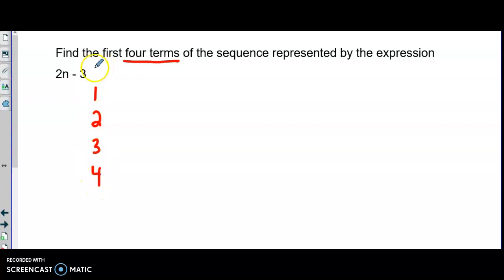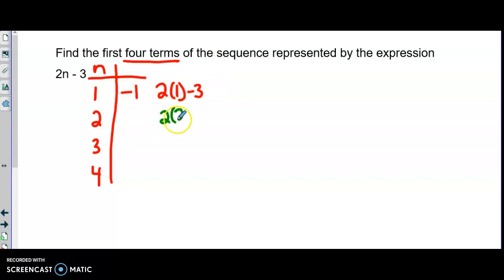And if you want to make this a t-table, you certainly can. We're plugging these in for n, and then we're seeing what we get. So if we plug a 1 in, we're going to say 2 times 1 minus 3. 2 minus 3 is negative 1. And then for the next one, we would plug in a 2. 2 times 2 minus 3. 4 minus 3 is positive 1.